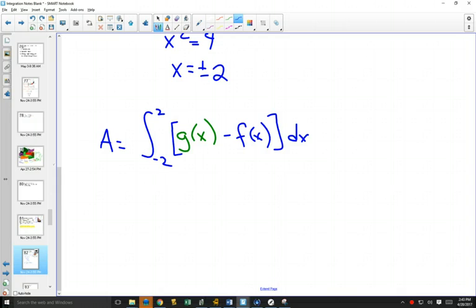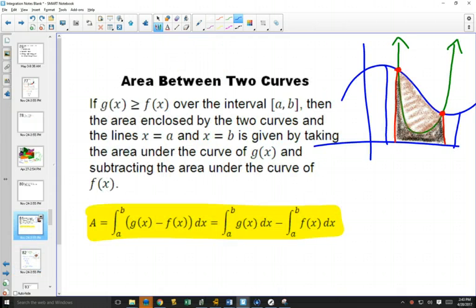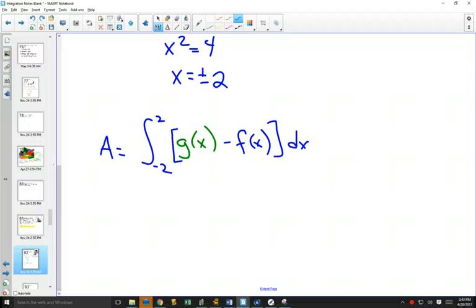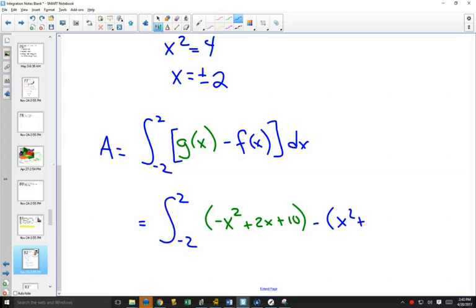Now, I know that at the beginning here it says you can do the integral of each one separately. You still could do that if you wanted to. But in this case, you're going to find out if I plug in what g of x is. So it's going to equal the integral from negative 2 to 2. And g of x was negative x squared plus 2x plus 10. And f of x was x squared plus 2x plus 2.